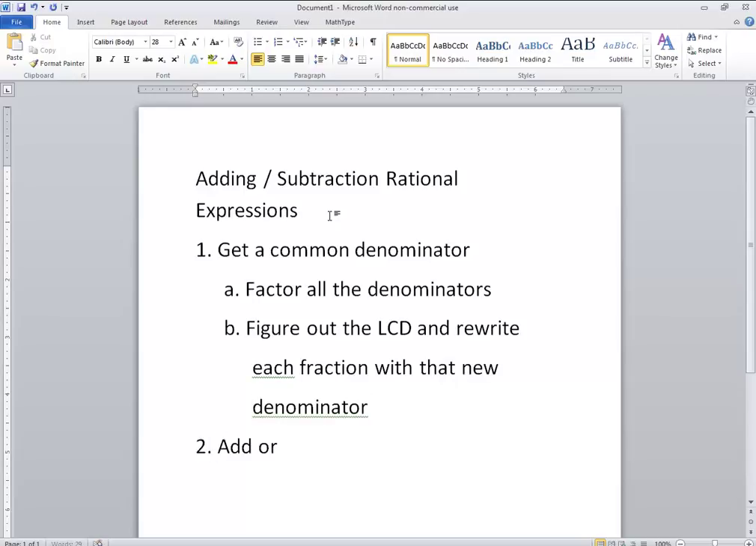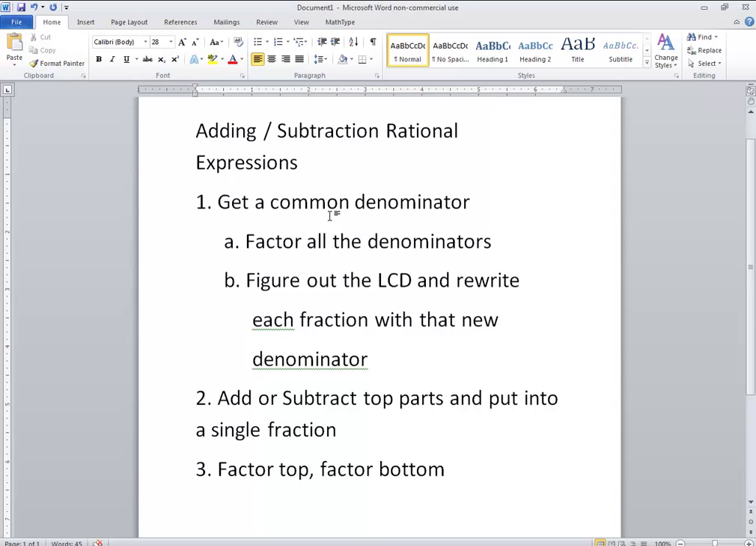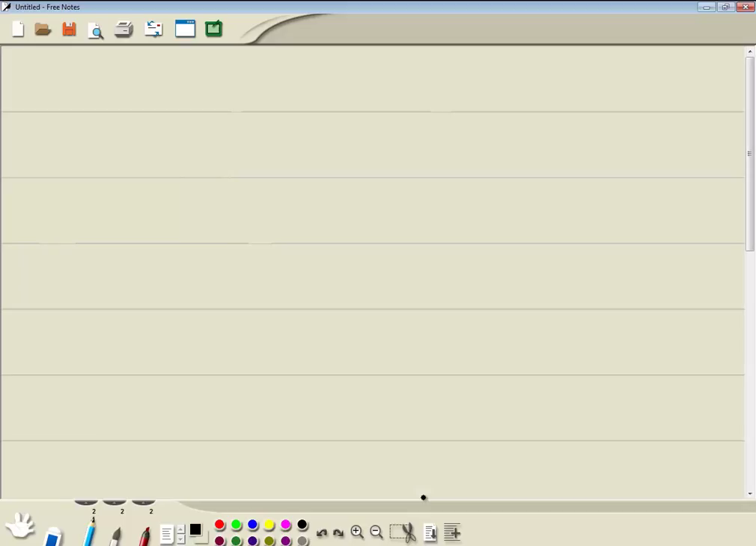Step 2, add or subtract the top parts, the numerators, and put into a single fraction. Then step 3 is to factor the top, factor the bottom. So factor the numerator, factor the denominator. And step 4 is cancel if possible. Now, on step 3, the bottom should already be factored unless you went ahead and multiplied it back through. But let's go through these steps on this problem.